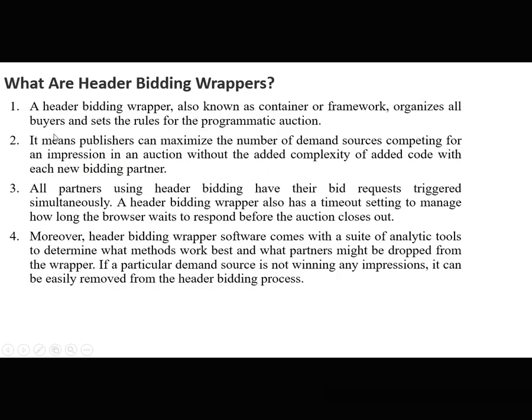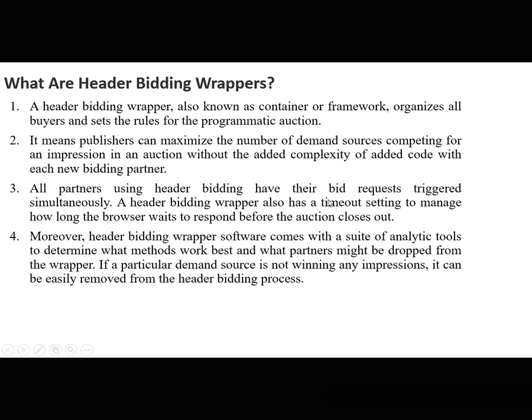What are header bidding wrappers? A header bidding wrapper, also known as a container or framework, organizes all buyers and sets the rules for the programmatic auction. It means publishers can maximize the number of demand sources competing for an impression in an auction without the added complexity of added code with each new bidding partner.